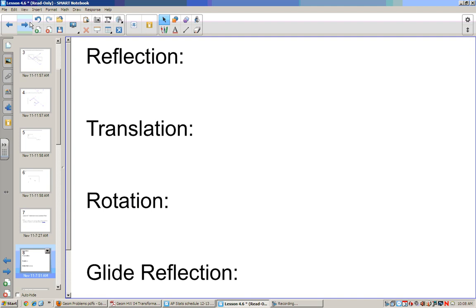Now we wanted to review these reflection, translation, rotation, and glide reflection just to get you prepared for what's coming up on the test. So a reflection, of course, is just one reflection. And if we talked about the orientation, it changes between the original and its image.